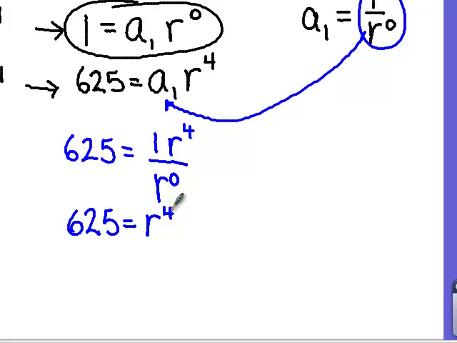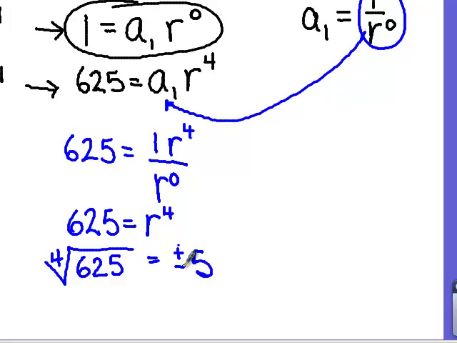And now in order to solve what the r is, we have to take the 4th root in order to cancel out the 4th exponent. So we're going to do the 4th root of 625. And of course, when we do the 4th root of r to the 4th, that cancels. And we're going to plug that in our calculator, and we're going to get 5. Now remember that when you have a 4th root, you have a plus or minus in front of your answer. Okay, so now you just found your r.